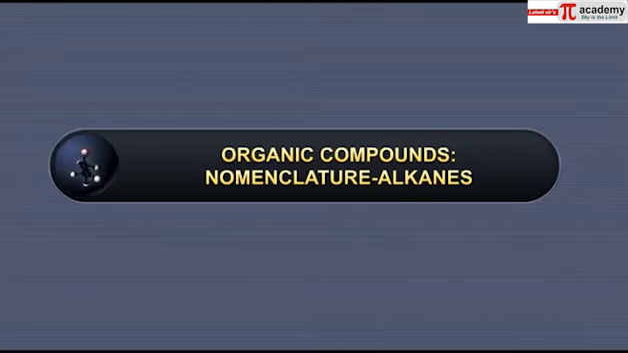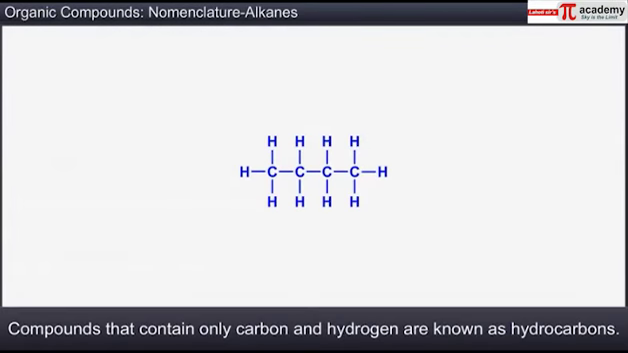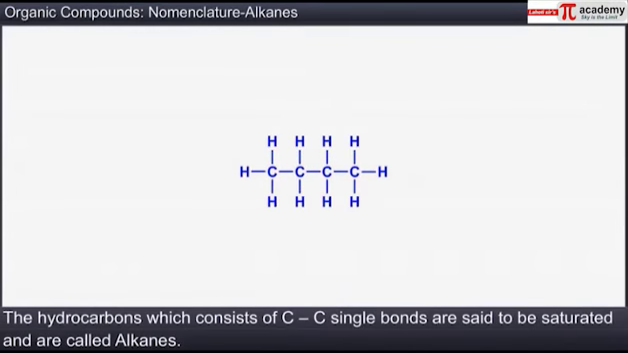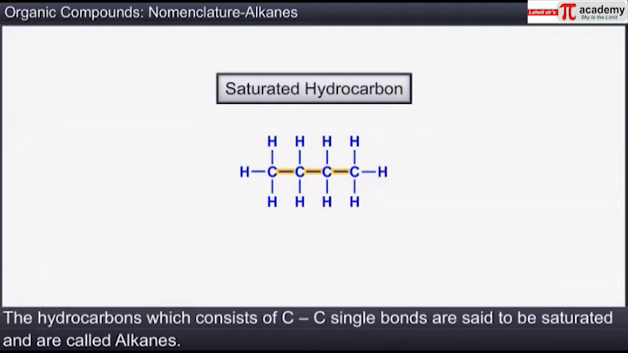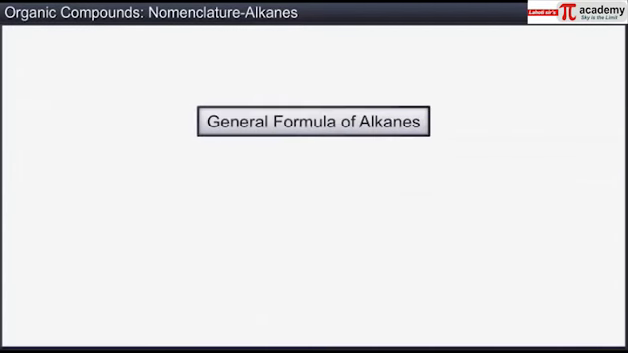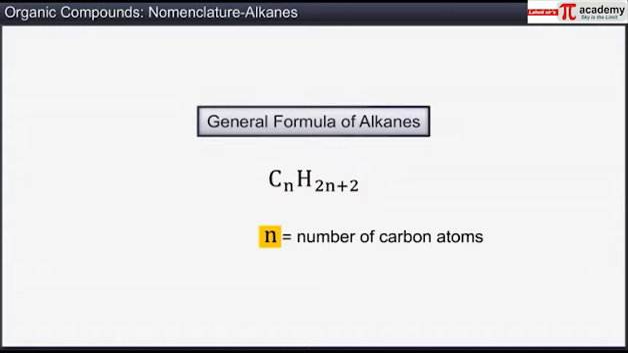In this module, you will learn about IUPAC nomenclature of alkanes. We know that hydrocarbons are organic compounds that contain only carbon and hydrogen. The hydrocarbons, which consist of carbon-carbon single bonds, are said to be saturated and are called alkanes. The general formula for alkanes is CnH2n+2, where n indicates the number of carbon atoms.